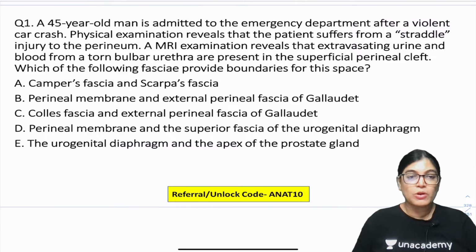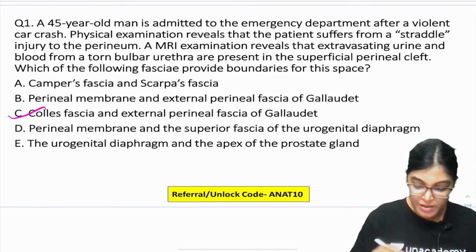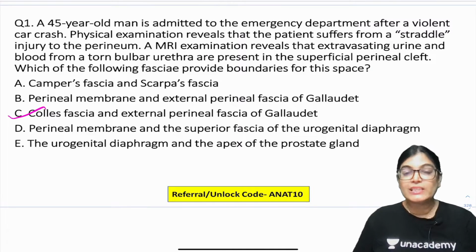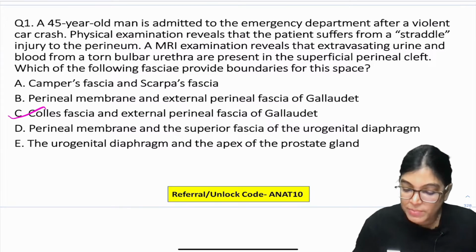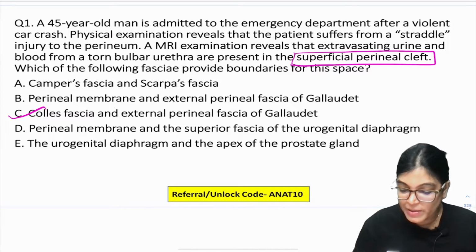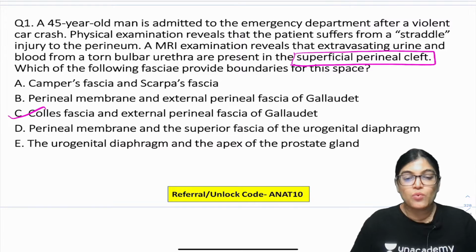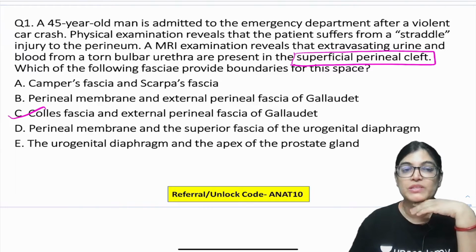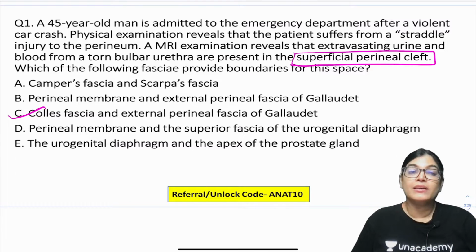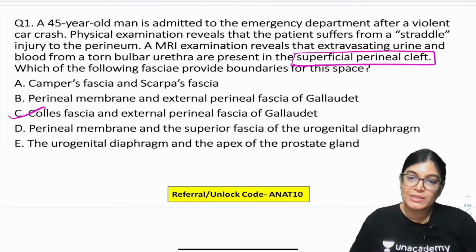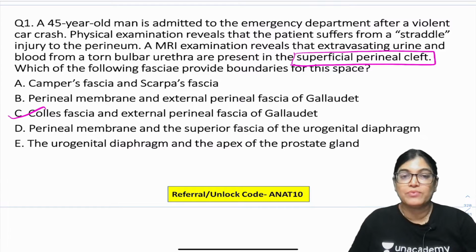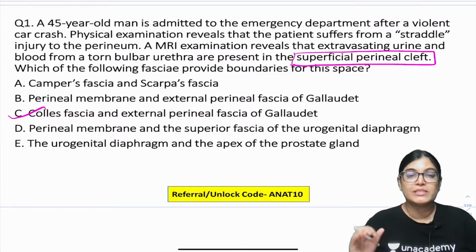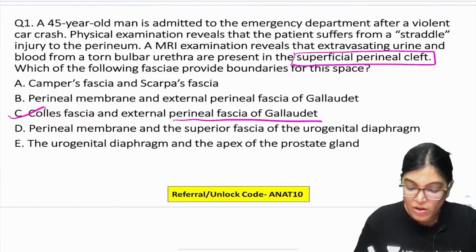The correct answer is Colles fascia and external perineal fascia of Gallaudet. It's easy to identify, because the word superficial perineal cleft is mentioned. That means superficial perineal pouch, and we know its boundaries. It has two layers. It is located between the Colles fascia and the inferior layer of urogenital membrane or diaphragm, also called the perineal membrane, also called the perineal fascia of Gallaudet. So option C is perfectly correct.